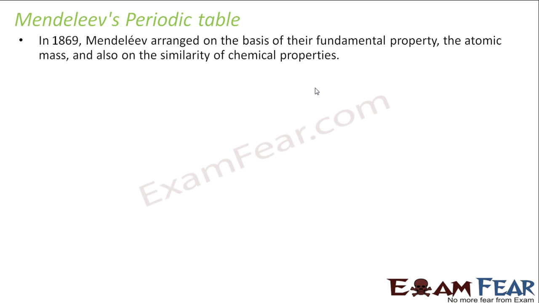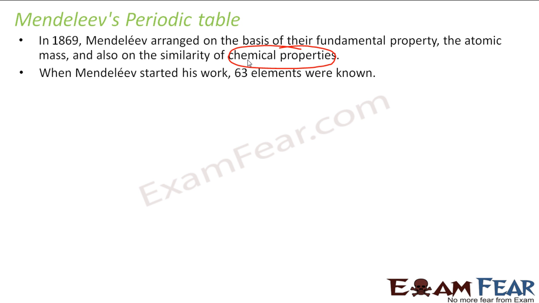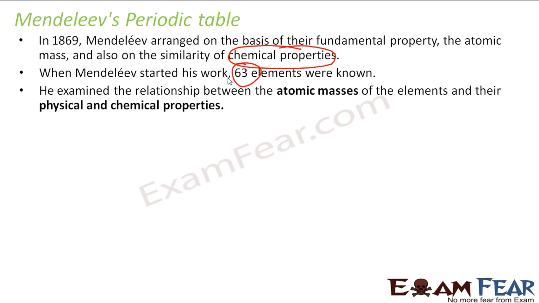Now let's understand the Mendeleev periodic table, the best periodic table I can say, the best effort. So this guy arranged the elements based on their fundamental properties, atomic mass, and also based on the chemical property. But chemical property was given the first priority. At that time there were 63 elements known, so his work was on these 63 elements.